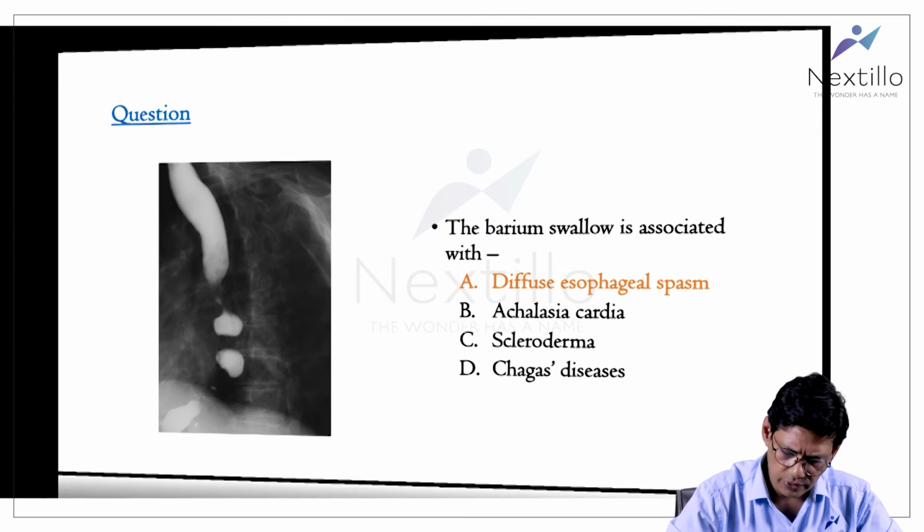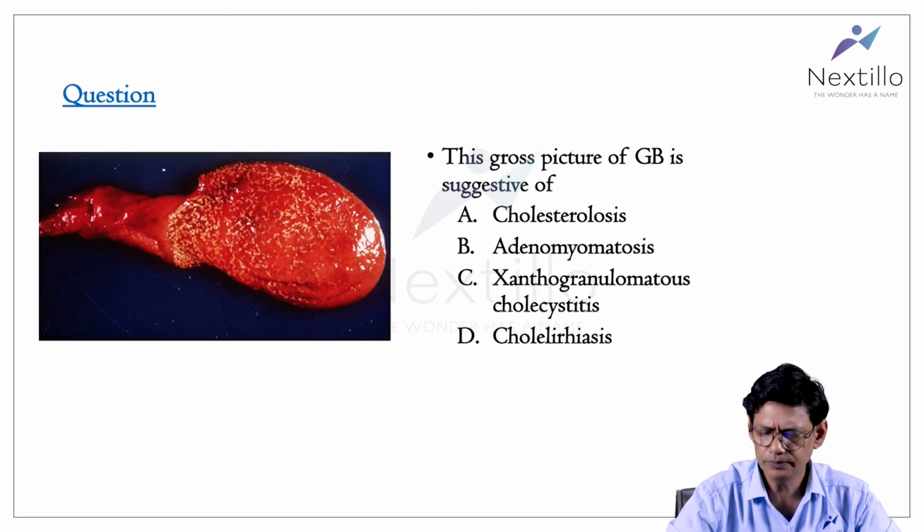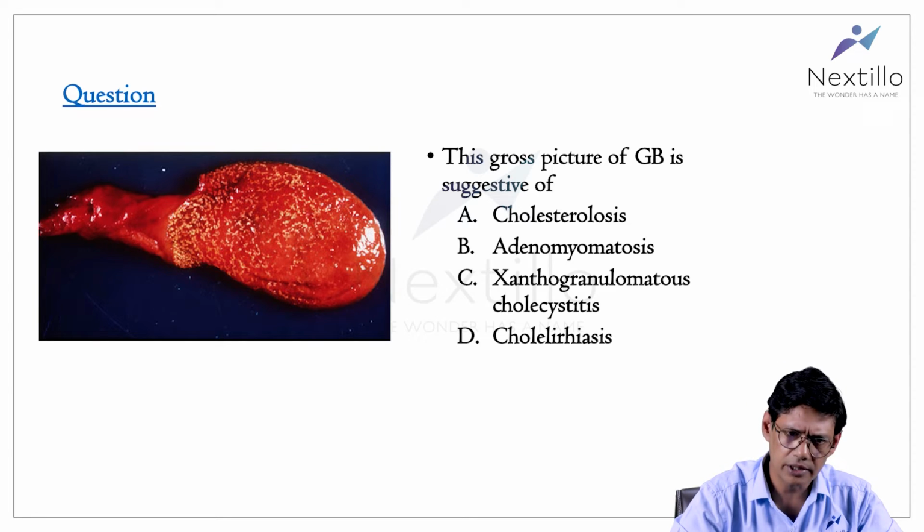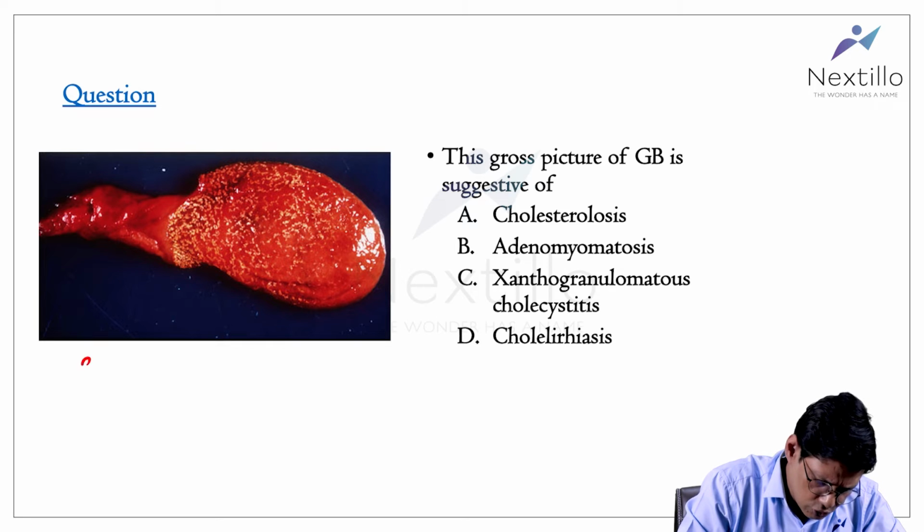The second picture over here that I would like to show you, what is this? Gross picture of GB is suggestive of cholesterosis, adenomyomatosis, xanthogranulomatous cholecystitis, like that. This is a specific feature which is seen whenever there is a deposition of cholesterol crystals in the wall of the gallbladder. This gallbladder that is seen here is known as the strawberry gallbladder.